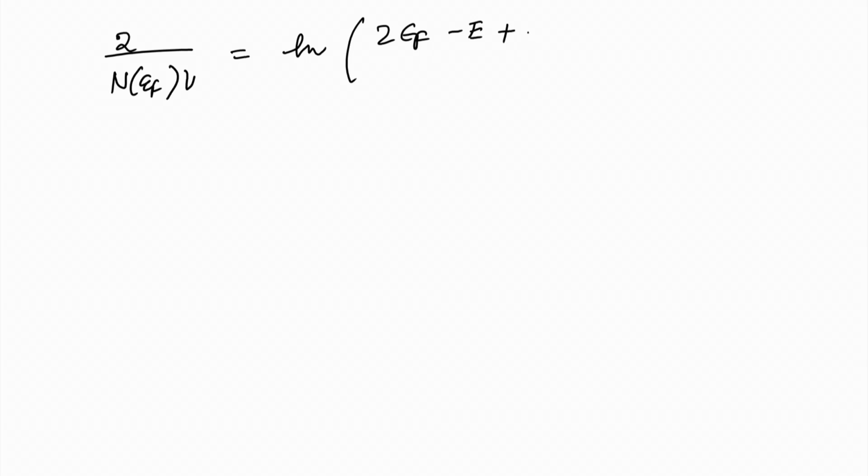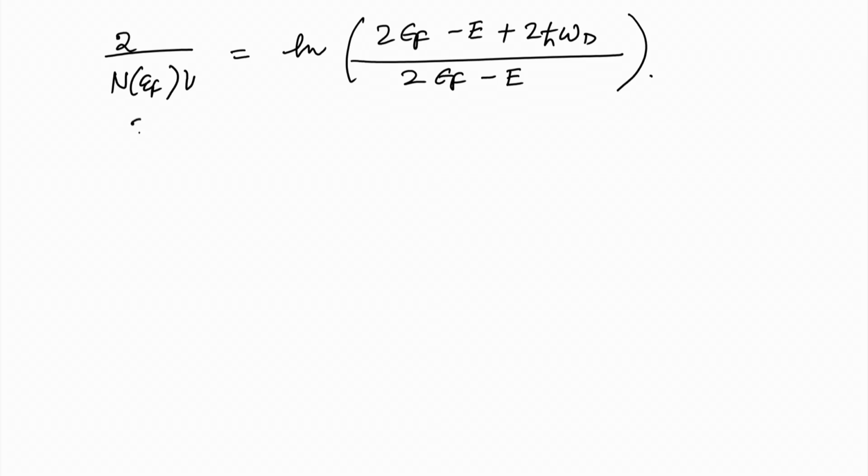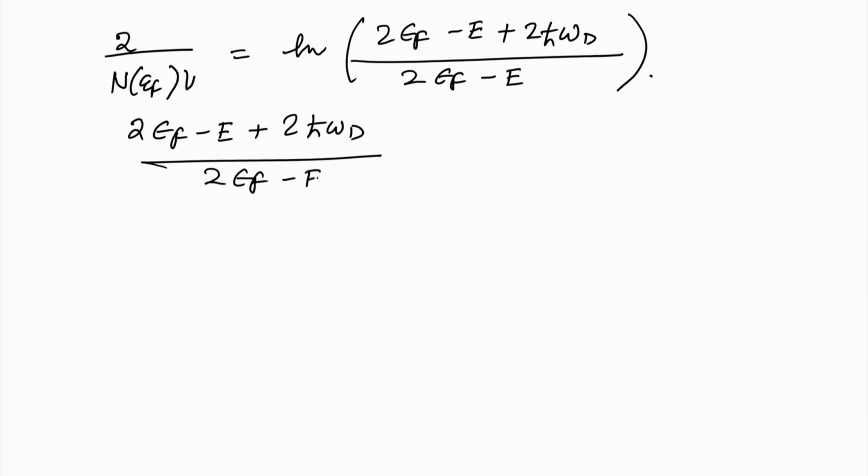So, then we have 2 divided by n e f into v equal to log of 2 epsilon f minus e plus 2 h cross omega d divided by 2 epsilon f minus e. And now, if I want to free this log, we have a 2 epsilon f minus e plus 2 h cross omega d divided by 2 epsilon f minus e, and this has to be exponential 2 divided by n e f into v.